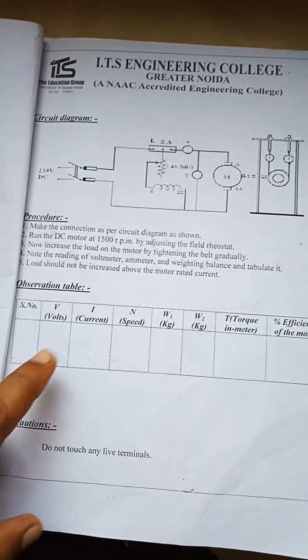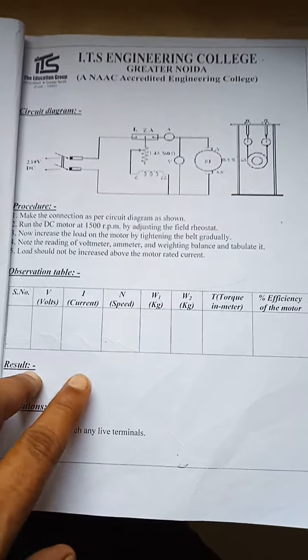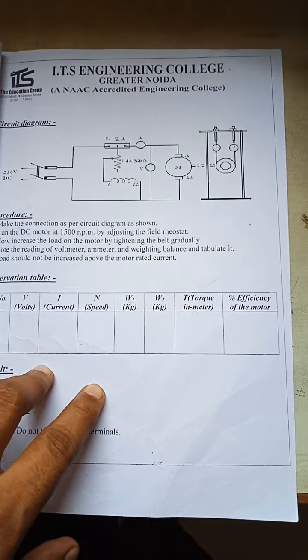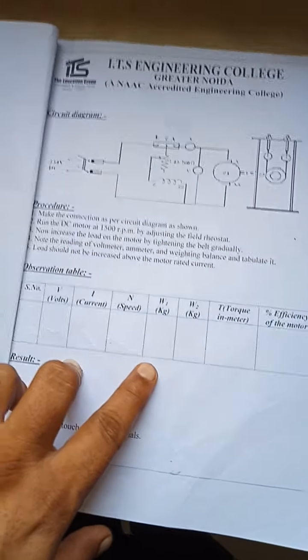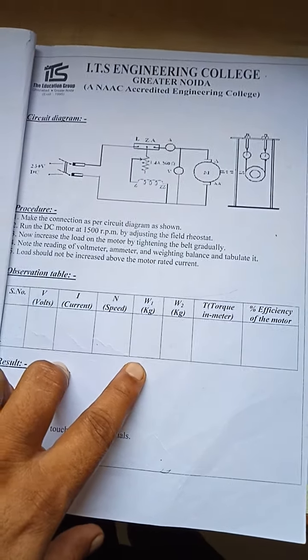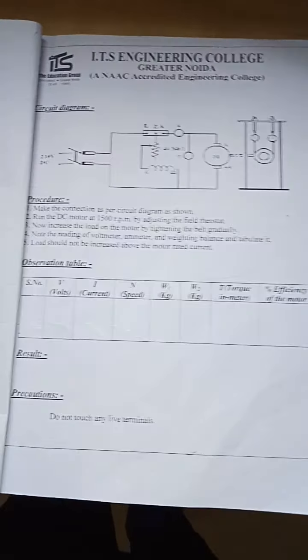Okay, so this is your observation table. You will note the voltage, current, speed. For your torque, you have to take the reading of W1 and W2, where W1 and W2 are the springs which give the tension on the motor, and you will get the torque. Okay, so let's move to the experimental setup where Mr. Jasing is available with us.